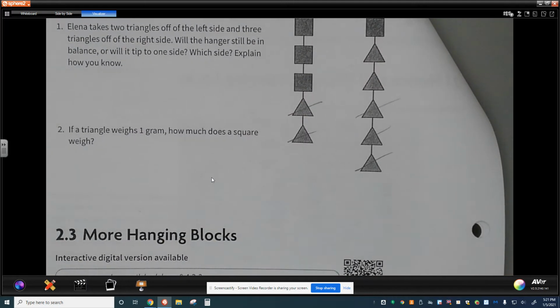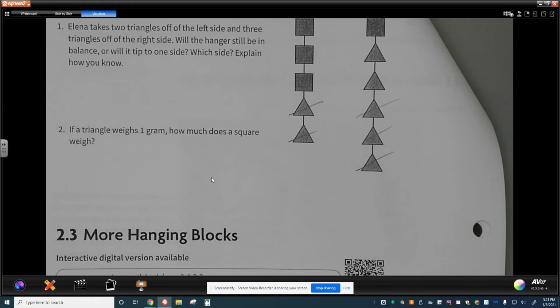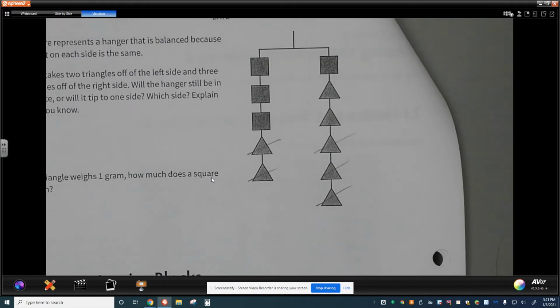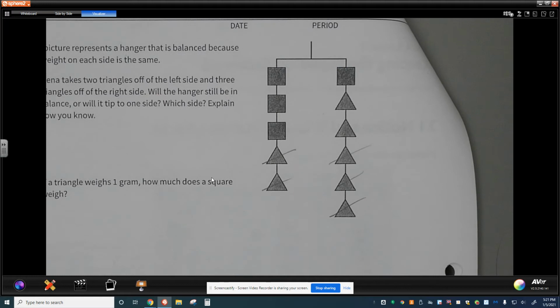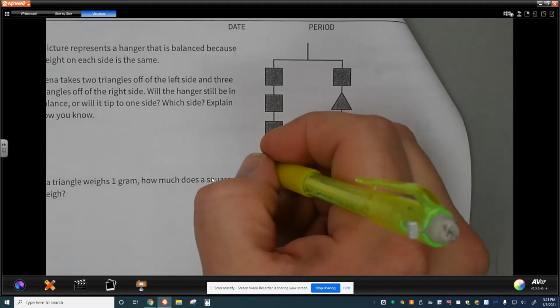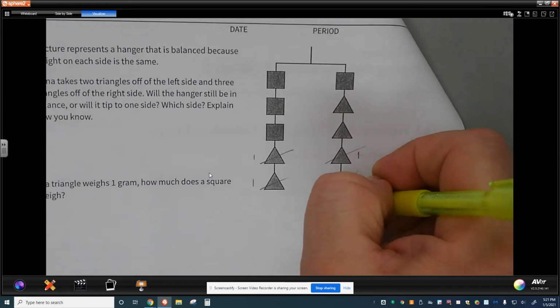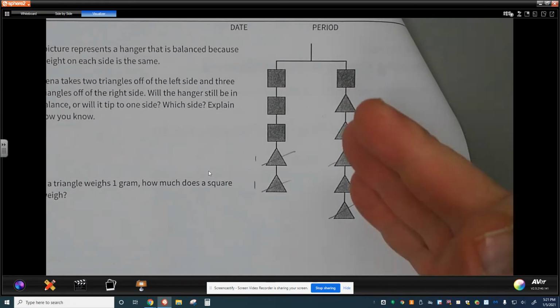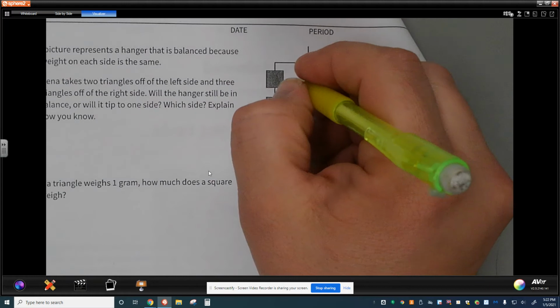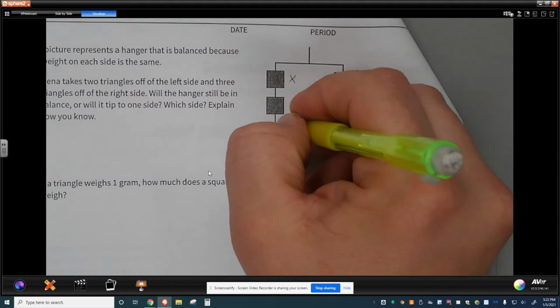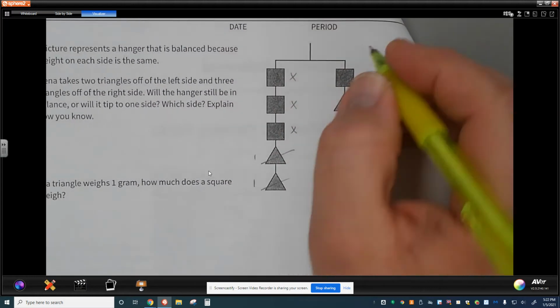So here's a question for you then. If a triangle weighs 1 gram, how much does 1 square weigh? Well, we can take a look at these pieces and figure out what will keep this balanced. If we're talking about the triangles, this triangle is 1, this triangle is 1, 1, 1, and 1. All the triangles equal 1. But then the question is, how much is a square? At this point, I don't know. So how can I find out?